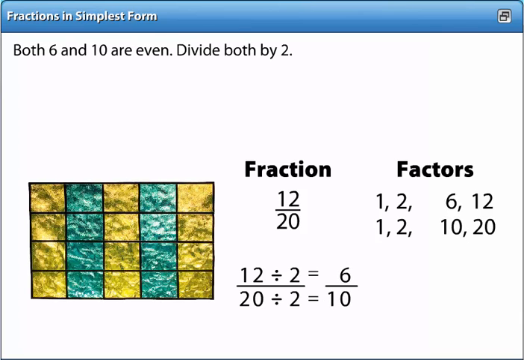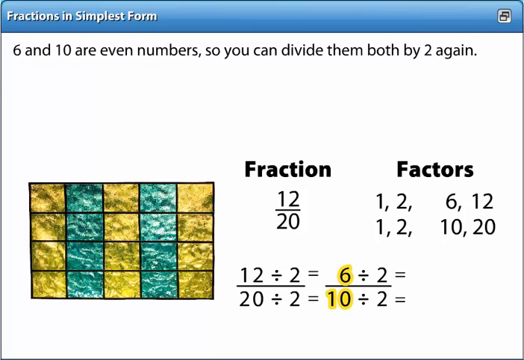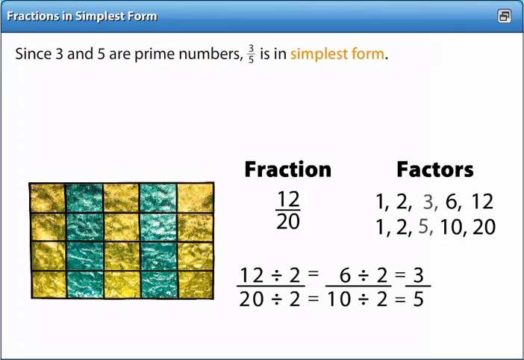Both 6 and 10 are even. Divide both by 2. Is 6/10 in simplest form? 6/10 is not in simplest form. 6 and 10 are even numbers, so you can divide them both by 2 again. Since 3 and 5 are prime numbers, 3/5 is in simplest form.